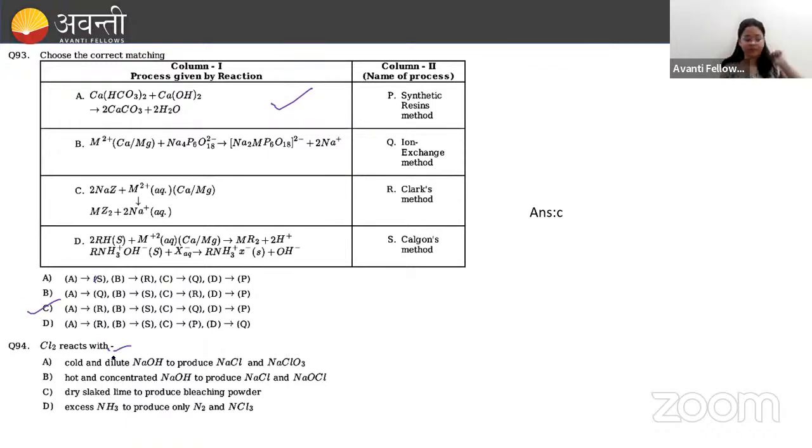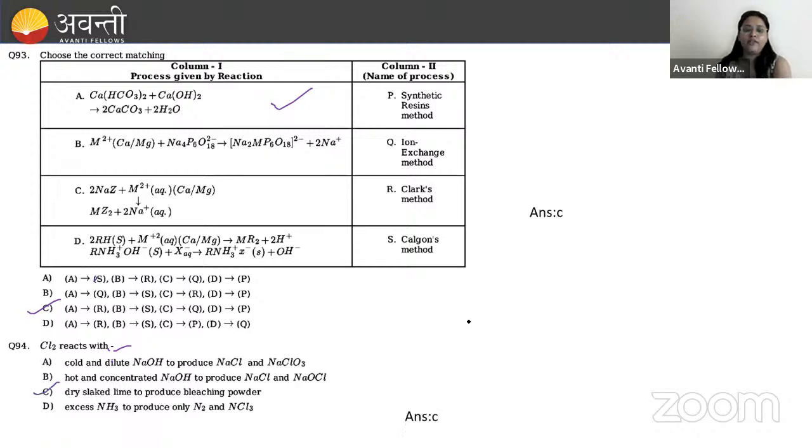So here Cl2 reacts with... here we need to find out what Cl2 reacts with. Reacts with cold and dilute NaOH. Reacts with what is given to us? Reacts with... time to produce bleaching powder.